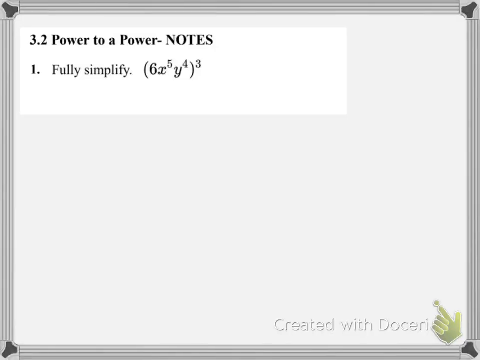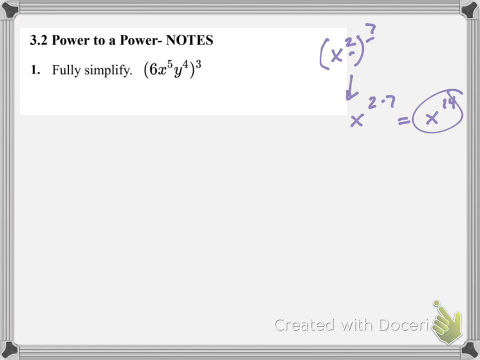3.2 deals with the next property for exponents or powers, and that's power to a power. So here's what that means. Let's say that I had x squared to the 7th power. So I have a power raised to another power. Here's what I would do: I would take the two exponents and multiply them together. So this would wind up being x to the 14th.